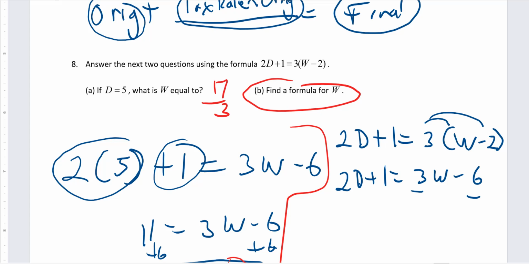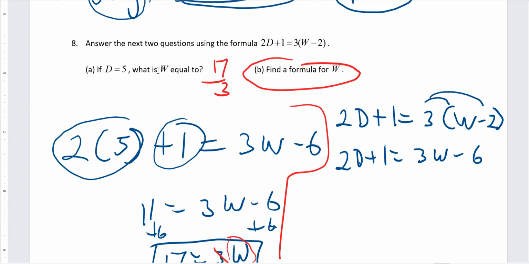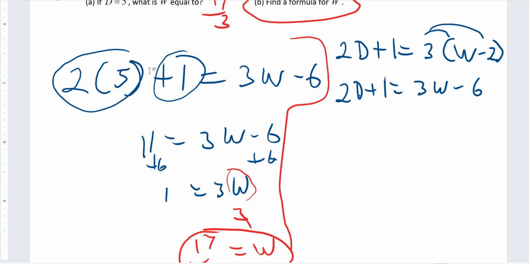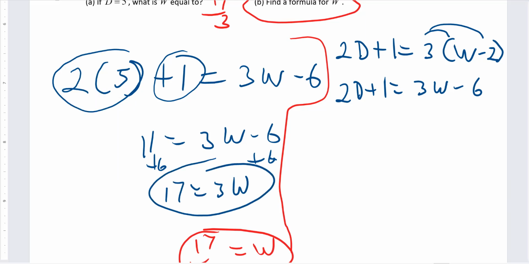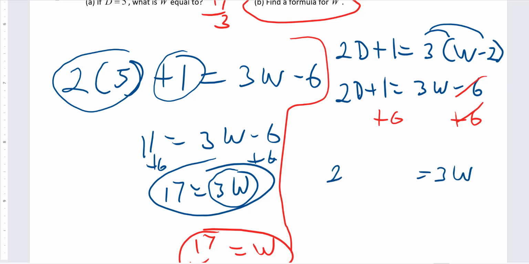I can't get rid of the 3 yet. I mean, there is a way to do it, but it'll make things more confusing. I'm not in a situation similar to this. I don't have just 3W by itself, so I could divide by 3. So what I need to do first is get rid of the 6 here. Well, if you're subtracting 6, you can add a 6 on both sides to cancel that. I now have on the left 3W by itself. On the right, I have 2D, and I have 1 plus 6, so that's 7.